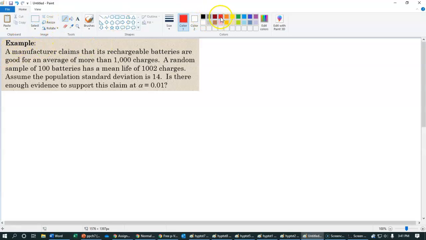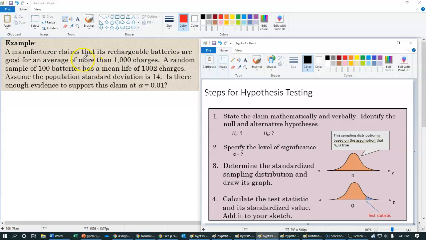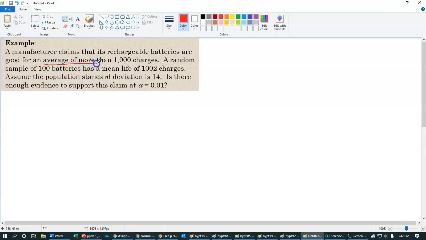It says here that a manufacturer claims that its rechargeable batteries are good for an average of more than 1,000 charges. A random sample of 100 batteries has a mean life of 1,002 charges. Assume the population standard deviation is 14. Is there enough evidence to support this claim at alpha equal 0.01? Since my first step is to identify the claim, I notice that after the word claim comes what I need to underline: the average of the batteries is more than 1,000 charges.